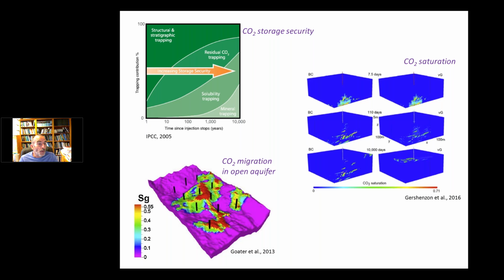We also know that when we're looking at especially this first structural and stratigraphic trapping, and looking at the spread of CO2, we want to begin to model and predict where the CO2 plume will move and what its path will be.